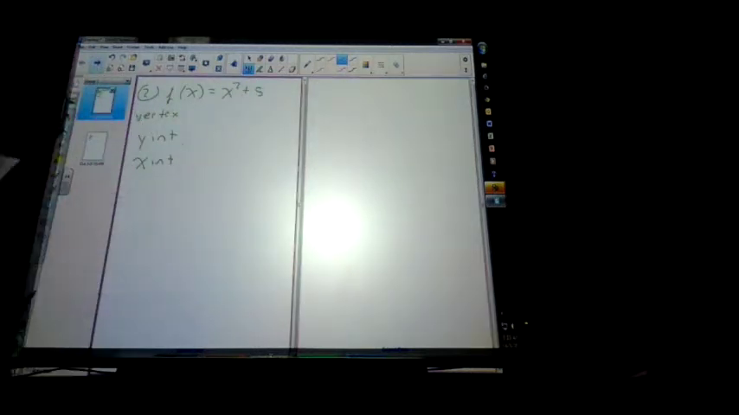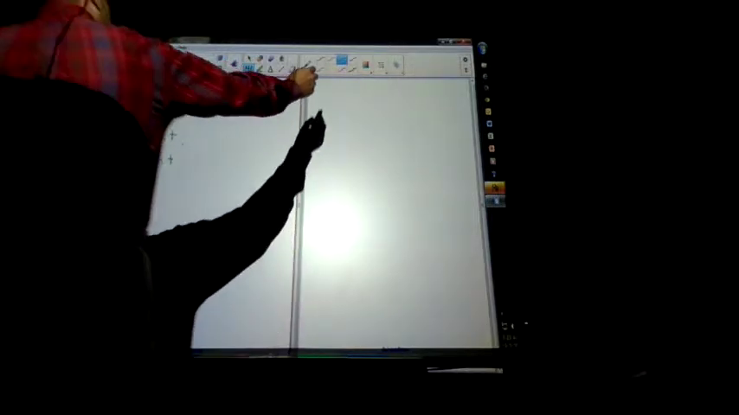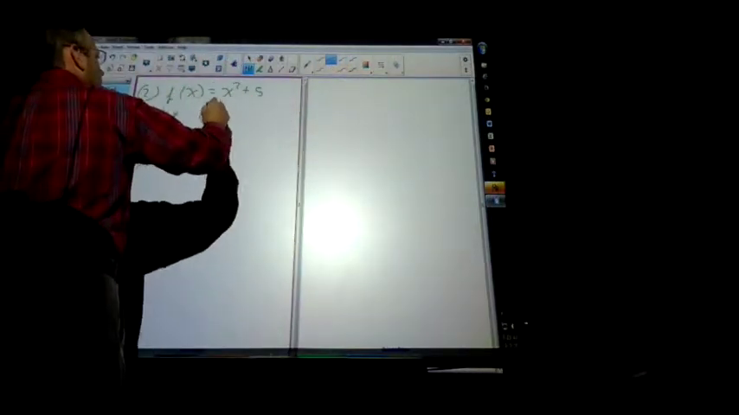As it's set up right now, do you think you have enough knowledge to tell me the vertex? It's in standard form, but it's missing something. What is it missing? The b value. In order to find the vertex, you'd go negative b over 2a, which would be 0 over 2, which is 0. So where does my vertex have to be on this problem? 0, 5. Okay?